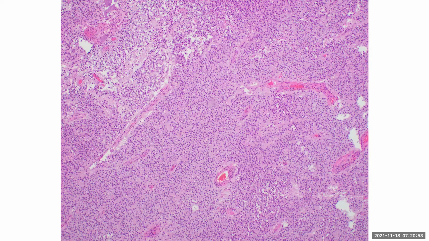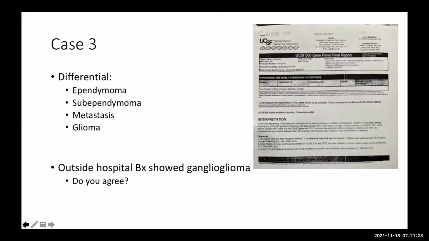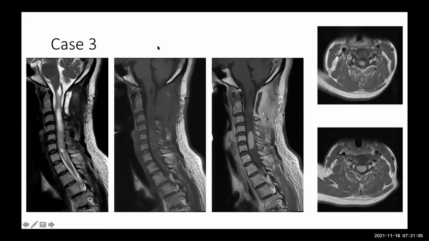But if we go back to the post-op MR, if you wouldn't mind, sorry, Michael. If you go back to the post-op MR, you see that the biopsy is very far away from the tumor. The biopsy is at C1, C2, and the tumor is at C5. So they probably biopsied the cyst wall.